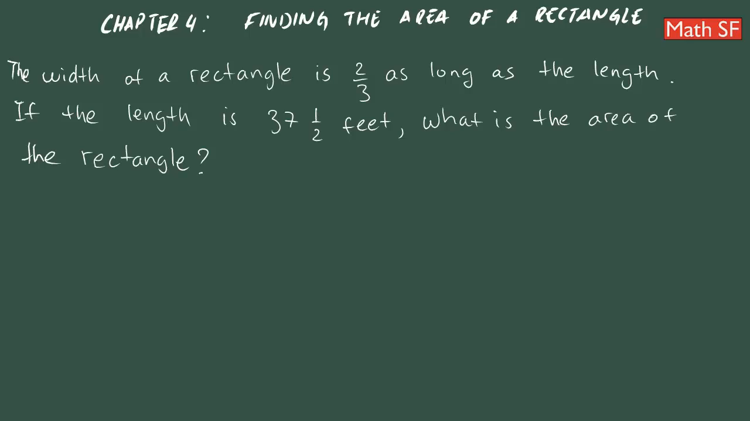Chapter 4. Finding the area of a rectangle. The width of a rectangle is 2/3 as long as the length. If the length is 37.5 feet, what is the area of the rectangle?